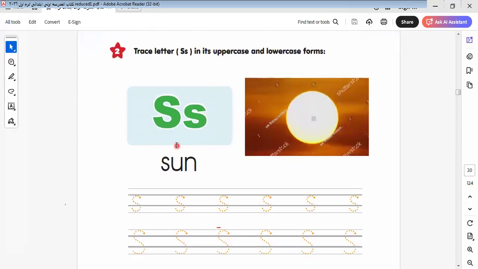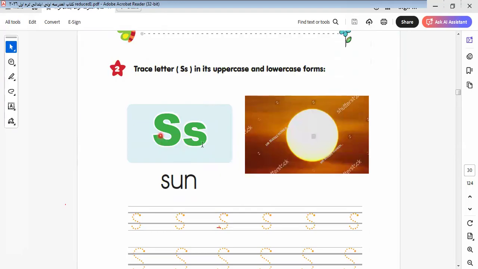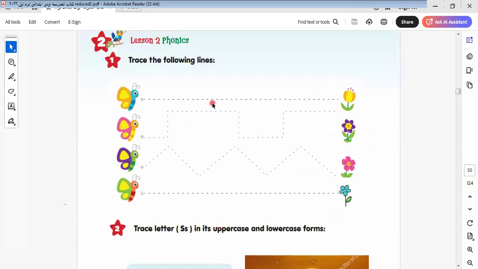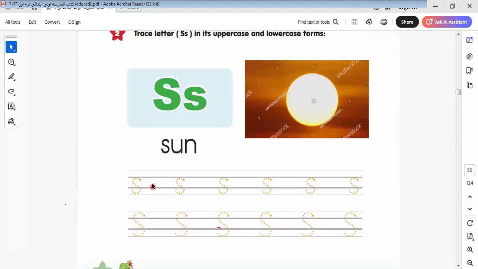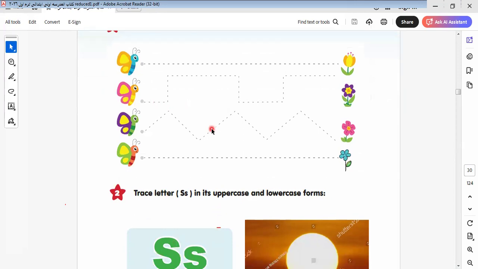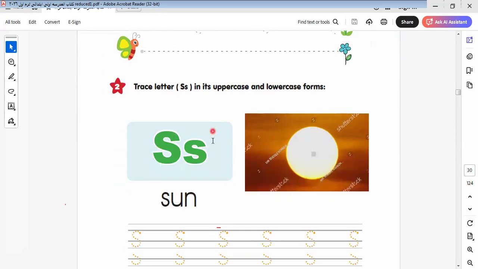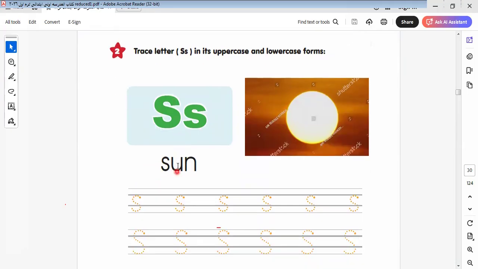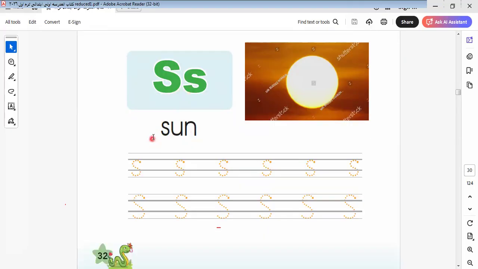Okay, let's go to the phonics here in lesson 2. Here we have sun. Here we learn sun, capital S and small s. This is an activity. You can do it by yourself. I will leave it to you because it doesn't come in the exam, but you can do it yourself, you are creative. This is called the uppercase, capital S, and lowercase letter s, or say capital letter and small letter to be easy. It will be here sun.